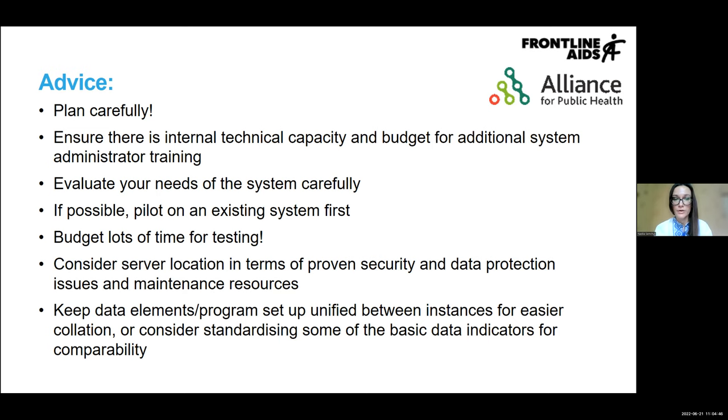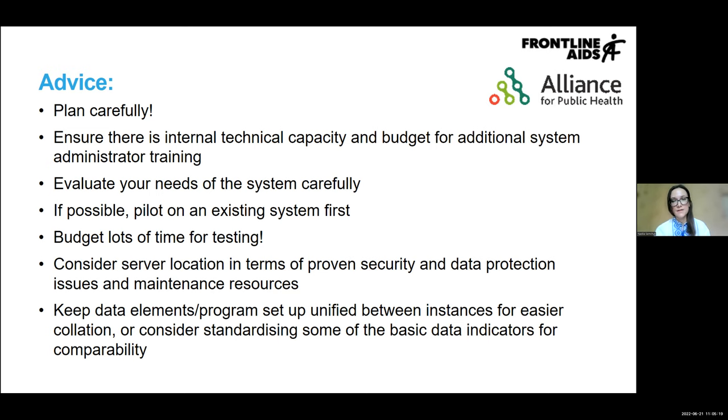Also evaluate your needs in using the system, like setting configuration, using languages, using the system within different countries and contexts, and if possible, consider further expansion and scale at the early stage or at the middle. Also, it would be a good idea to have piloting on an existing system. It could be beneficial before investing in your own instance.